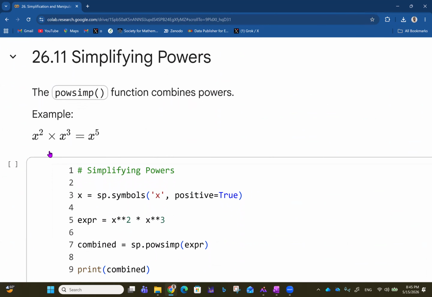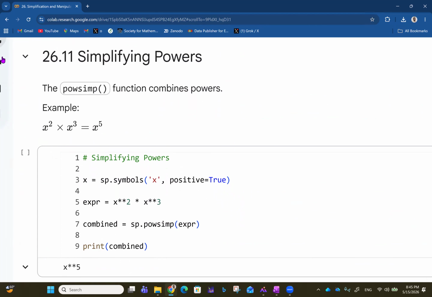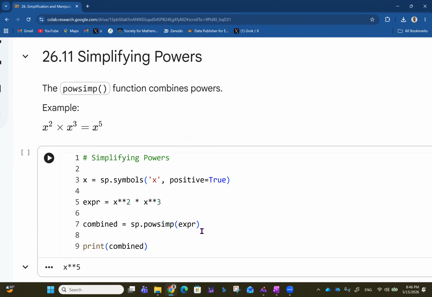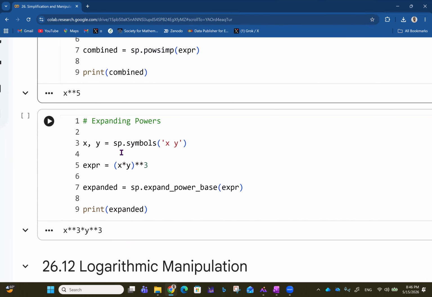Then you can simplify powers too. So use the powsimp keyword. The powsimp function combines powers. So example, you have x raised to power 2 times x raised to power 3 equals x raised to power 5. So create your symbols, and here you're guaranteeing that x is positive, because if x is not positive, you're going to have an issue with something like x raised to power 3 and x raised to power 5. So the expression is x squared times x raised to power 3. So combined, you have sp dot powsimp, simplifying powers of the expression. So you have x raised to power 2, x raised to power 3 being x raised to power 5, like that.